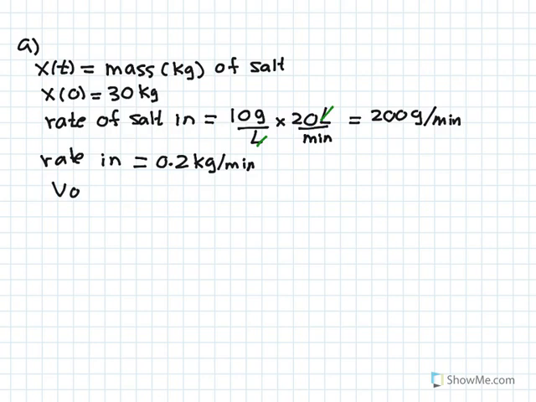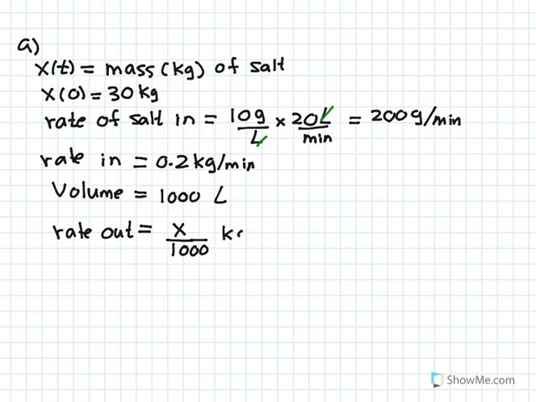Now the volume of solution in the tank is always going to be 1,000 liters at all times. So let's find the rate of salt that's exiting the tank. Rate out is going to be the concentration of salt in the tank, x over 1,000 kilograms per liter, at time t, multiplied by the amount of solution that's leaving the tank. And when we multiply these two quantities, we get the kilograms of salt that's exiting the tank.